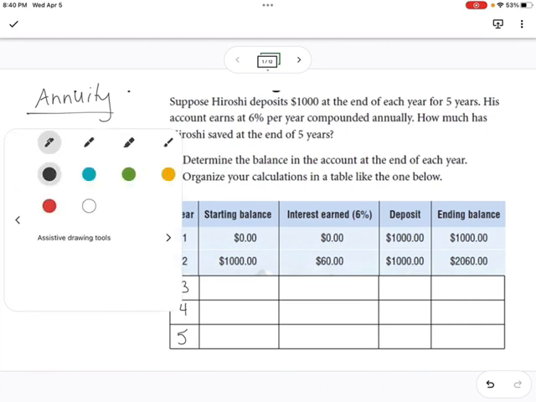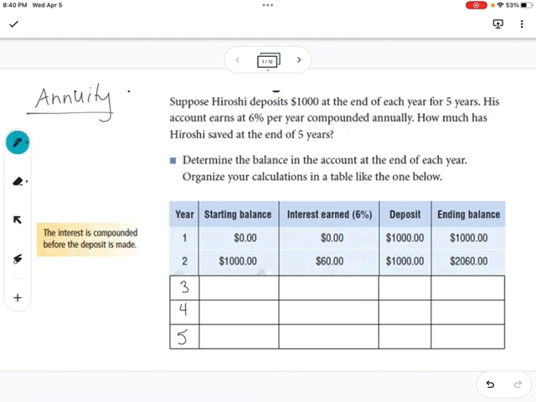So some important information here. Depositing $1,000 at the end of each year, going on for 5 years, and it's 6% that's compounded annually, meaning compounded yearly.